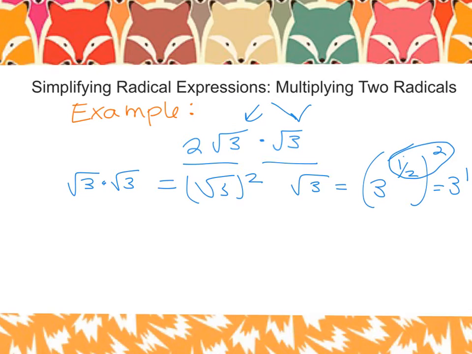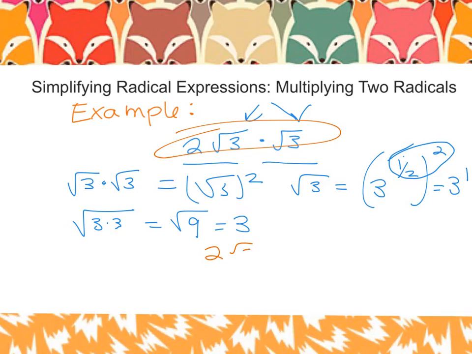So I certainly don't show my work this way. That's a lot of algebra. But what you really need to know is that when we multiply the square root of 3 times the square root of 3, another way of thinking about that is we get the square root of 9, which is the number 3.